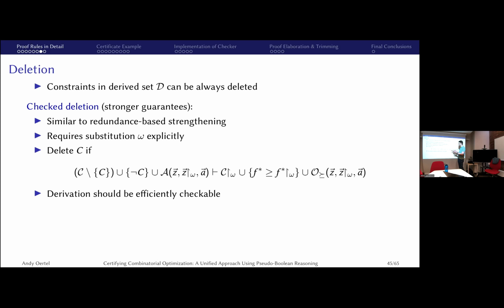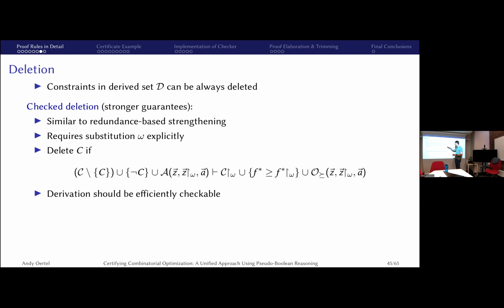Note here that this is exactly the same as redundance-based strengthening, except that there we had core and derived set, but this time we have only the core set without the added constraint. And here, again, we only have the core set. And then it's the core set without the added constraint, union the added constraint, so it's basically the core set again.